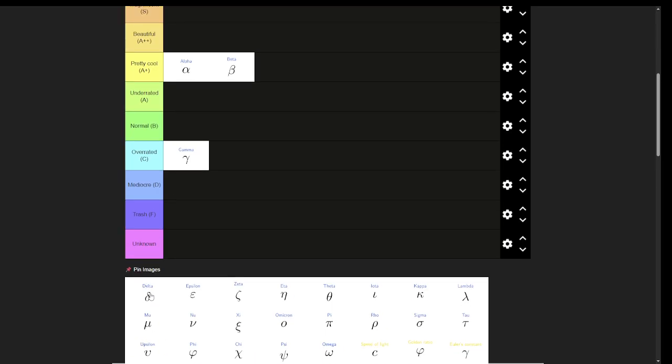Delta. Now, I don't like the capital delta sign. I do love the lowercase delta triangle. For that reason, I'd have to put it in overrated as well, but it's not horrible. But because the lowercase one is good, I'm not putting it in mediocre. So I'm just going to put it in overrated, so it's going to be C tier.